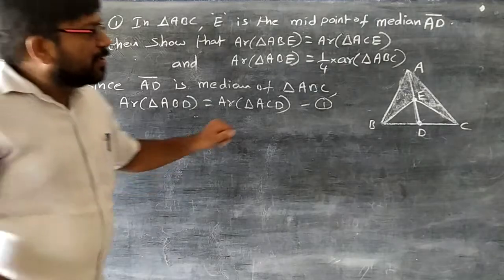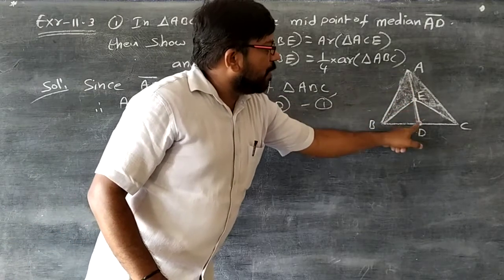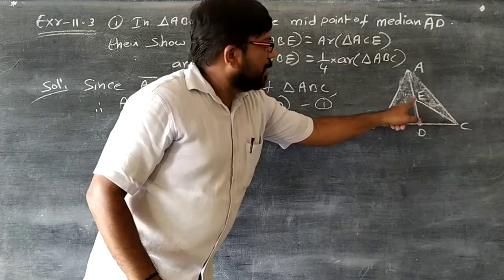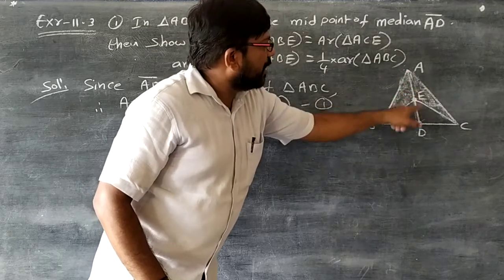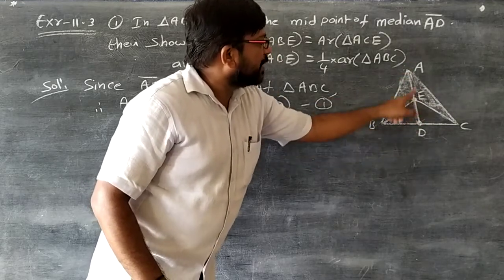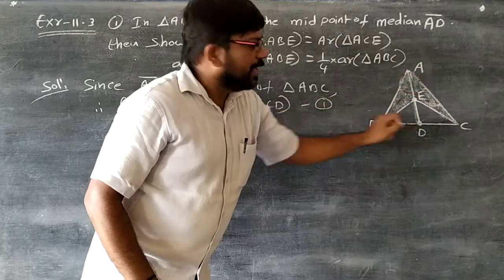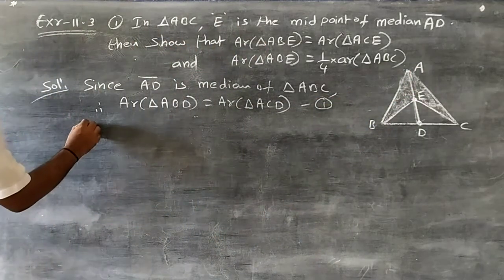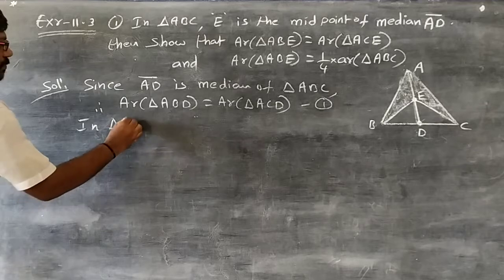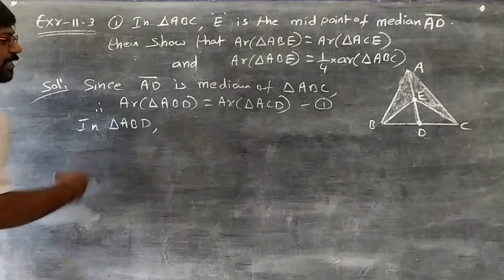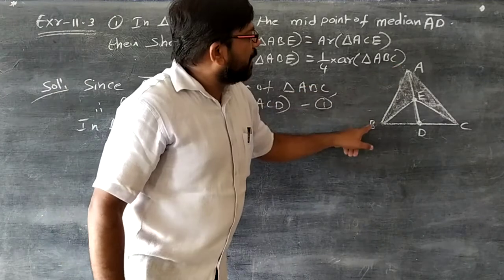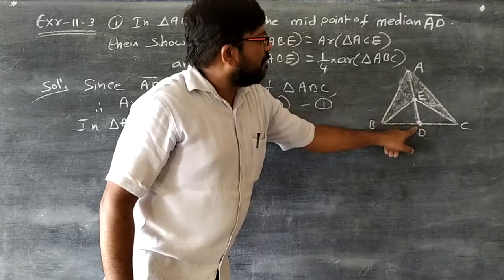Next, E is the midpoint of AD. By taking this triangle only, in triangle ABD, observe carefully. In triangle ABD, E is the midpoint of AD.